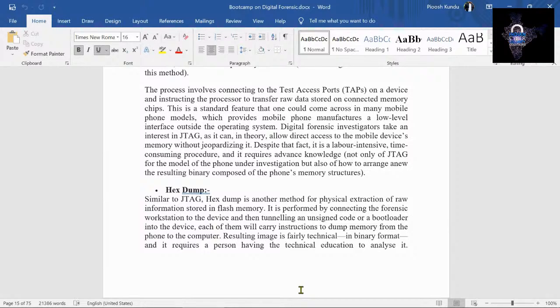Now, despite this, the labor of interest and the time of modeling the phones under investigation must also be considered, as well as how to arrange the resulting binary of the phone memory structure.